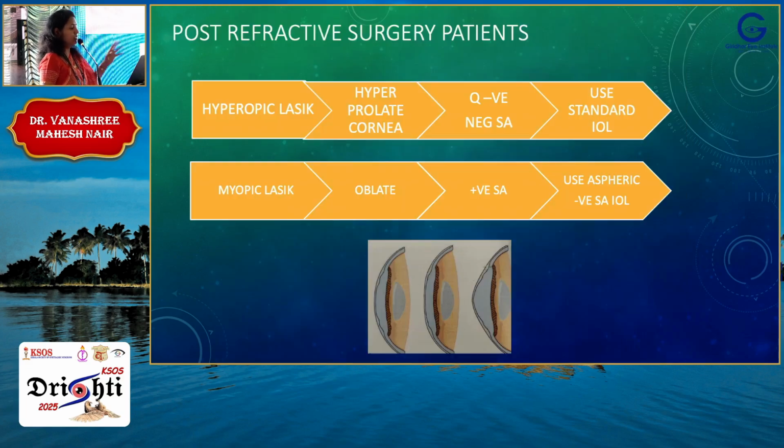So the same thing again. Where does it apply to us is many patients are going to be your post-refractive surgery patients. In the future decades, we'll be having more patients who have had refractive surgery rather than having virgin eyes. So it is important to make sure that you find out what kind of LASIK the patient has undergone. If it was a hyperopic LASIK, then the cornea is going to become steeper. It's a hyperprolate cornea, so the cornea is already having a negative spherical aberration. So here you should not use an aspheric IOL and use a standard IOL. Whereas in a myopic LASIK, it's a flat cornea. It has a lot of positive spherical aberration. So here your aspheric negative IOLs help.